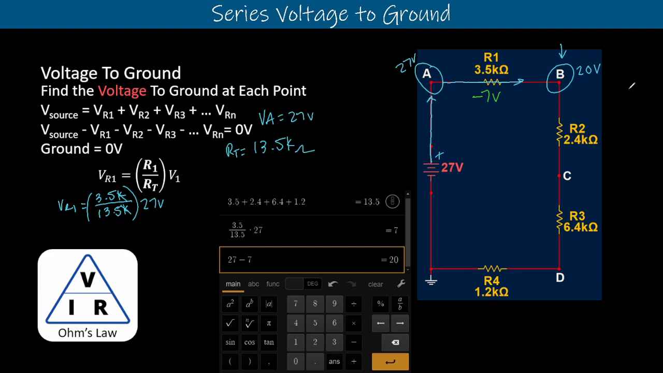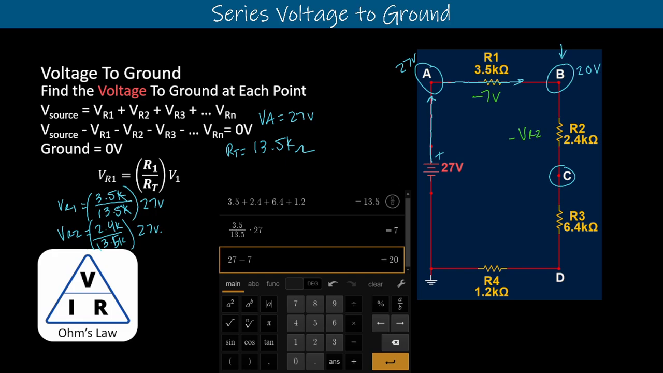So moving on through here, we can calculate the voltage drop across R2 the same way. There's going to be a VR2 drop across R2, and that is going to allow us to calculate out node C. So we'll start with that. We can even use the same voltage divider equation. VR2 is going to be very similar, but we're going to put R2 on top. 2.4 K goes on top. 13.5 K is still our total resistance. And we'll multiply that by our 27 volts. That's going to give us our voltage drop across the next one.